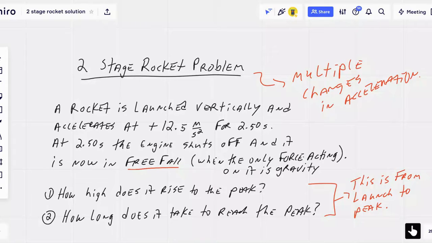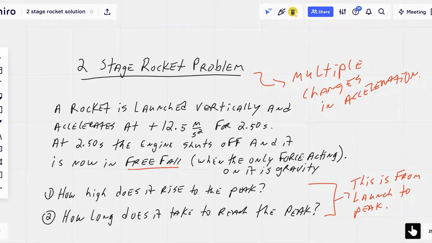Okay, I want to go over how to solve this kind of problem. So this is a more complicated linear acceleration problem. This is a two-stage problem. A rocket is launched vertically and accelerates at 12.5 meters per second squared for 2.50 seconds. So it's leaving the Earth's surface and it's accelerating upwards at that rate. At 2.50 seconds, the engine shuts off, and now it becomes a free fall object, meaning it's under the influence of gravity at this point.